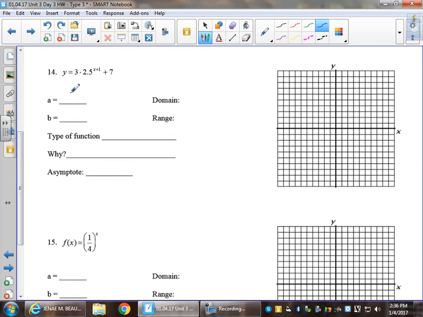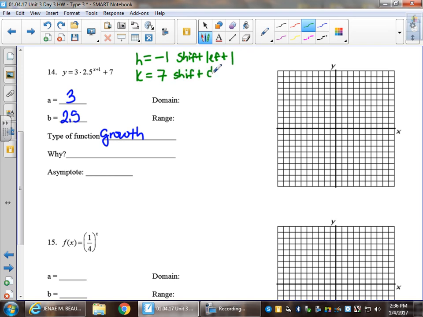Number 14. A is 3, B is 2.5. It's growth. If I asked you for H and K, H is -1, K is 7. That's a shift left 1 and a shift, not down, shift up 7.